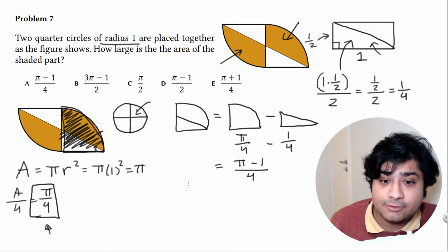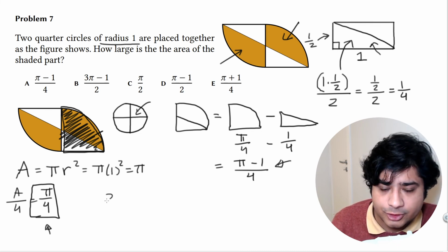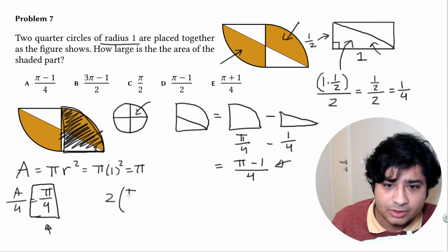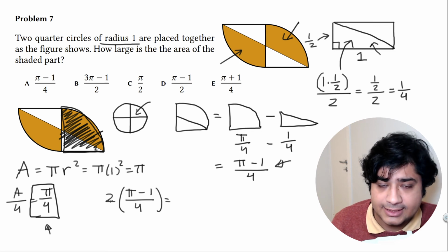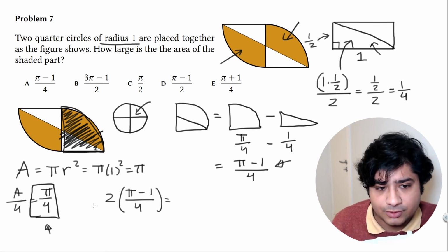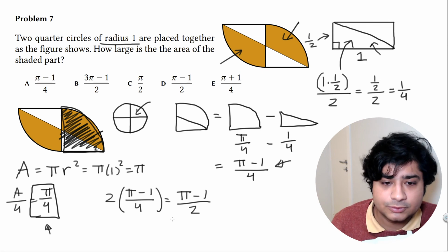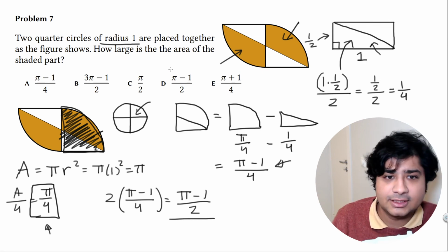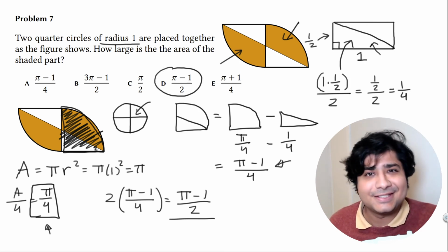So the final answer, of course, would be twice this thing. So let's figure that out. That would be 2 times this thing, which of course would be, you cancel out, the 4 becomes a 2 times 2, and then you cancel out those 2s. And then you're left with pi minus 1 over 2. Final answer, which one is that? This one right here. So D is the correct answer on that one.